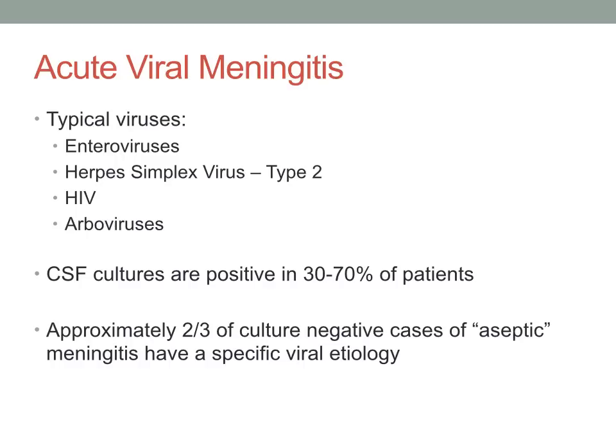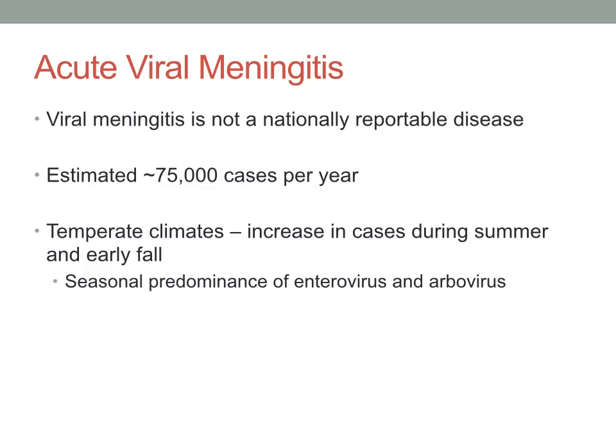So the typical viruses that cause viral meningitis would be like enteroviruses, and there's a bunch of them, herpes simplex virus, particularly type 2, HIV, and arboviruses. CSF cultures are positive in about 30 to 70% of patients. Now that's a viral culture that you have to do. But about 2/3 of these cultures are negative cases of what we call aseptic meningitis. And so we don't have a specific etiology of it. We know it's not bacterial, but we're not always able to identify the exact viral pathogen in about 2/3 of the cases. That's pretty significant.